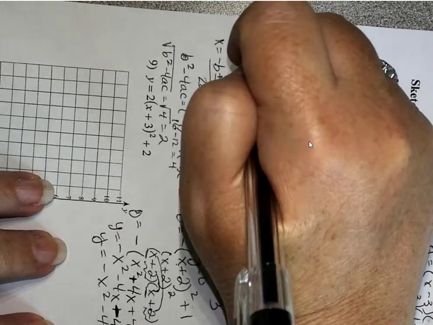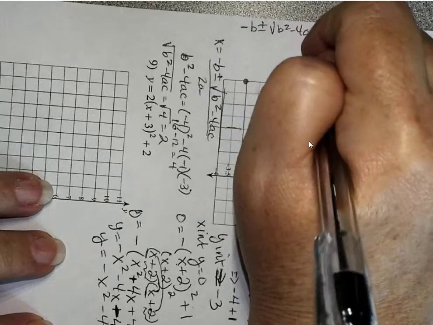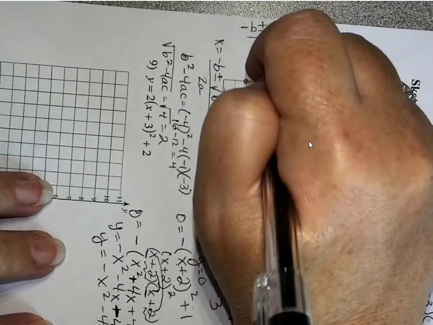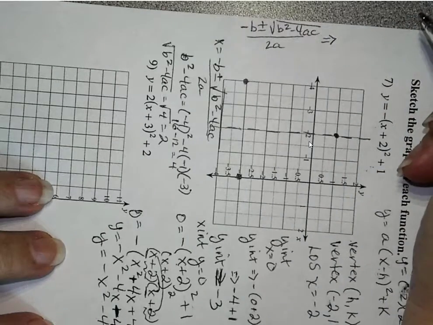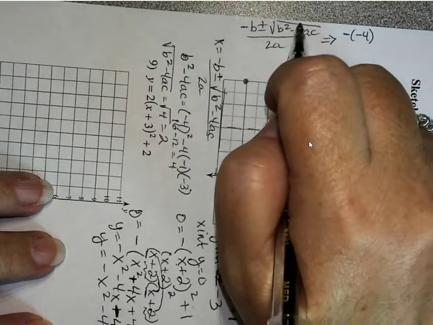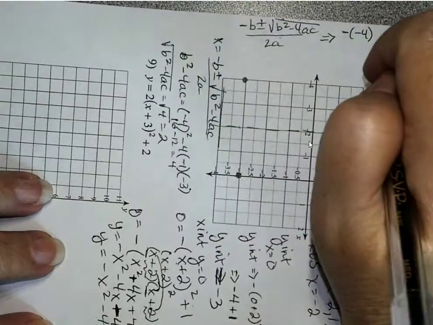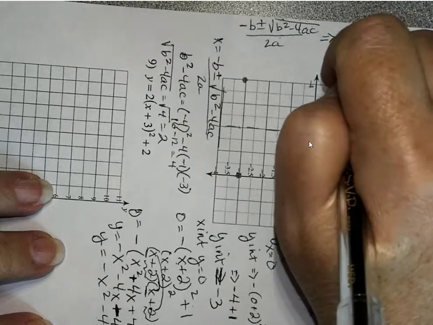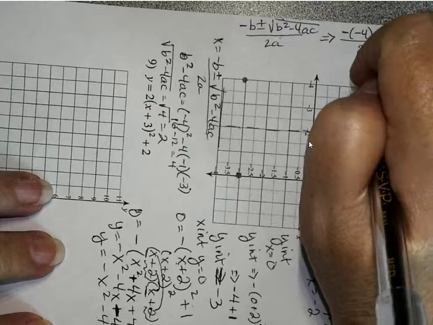So I'm going to have the opposite of b plus or minus, all divided by. So I'm going to have the opposite of b. B was -4, so the opposite of -4. Now all of this I just figured out, right? All of this is just 2, so plus or minus 2, divided by 2 times a, and a was -1, so 2 times -1.